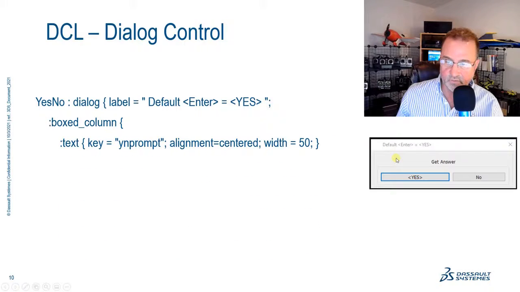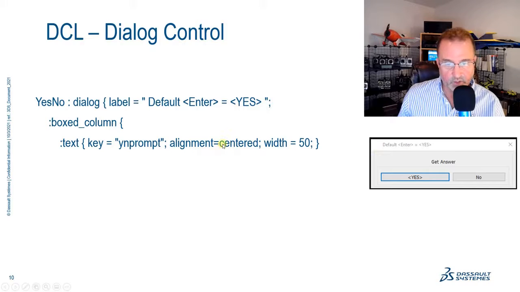And then the first thing within that column is a piece of text. So in this case, the key for it is going to be a prompt, a yes/no prompt. So we can take a variable in our Lisp routine and we can feed it into that key. And then here's another type of parameter, we can do an alignment. In this case, we're going to say alignment equals centered.